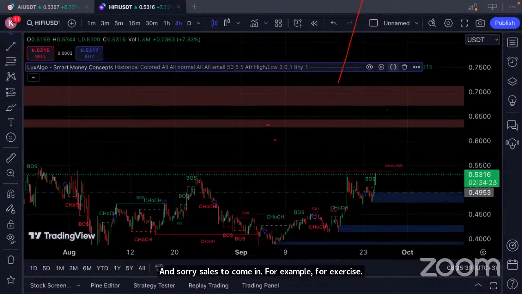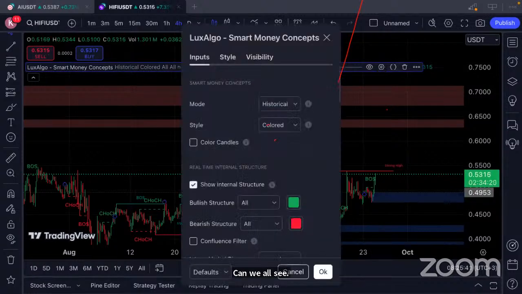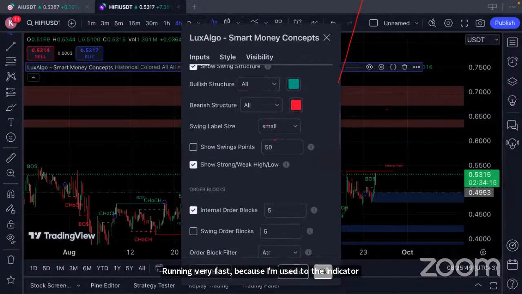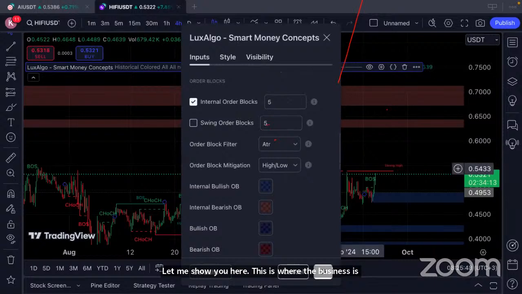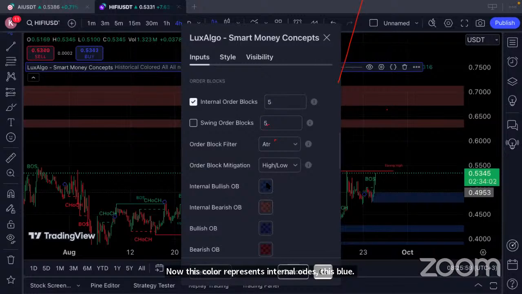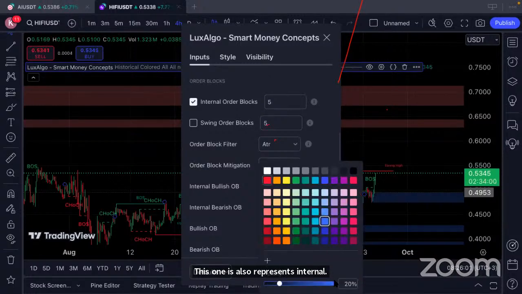Can we all see? Let me first show you. I'm running very fast because I'm used to the indicator. Let me show you here. This is where the business is, order blocks. Now, this color represents internal order blocks, this blue. This one also represents internal bearish, where this one is representing where buyers are coming in.